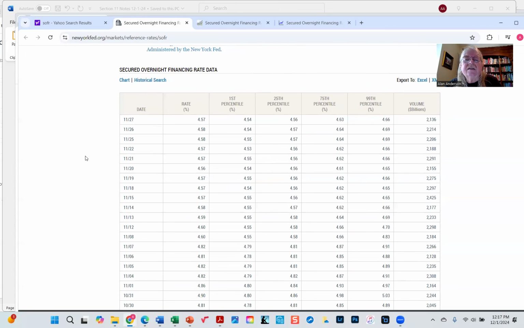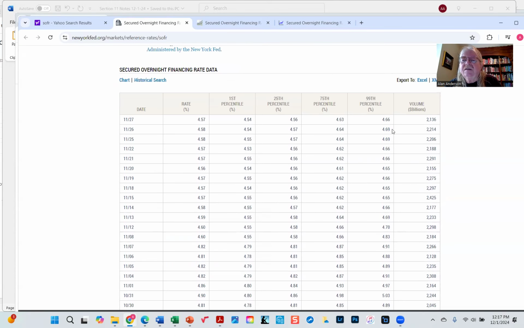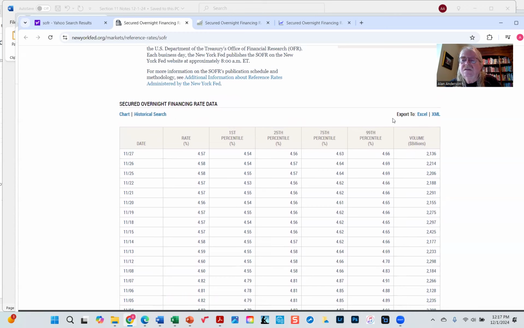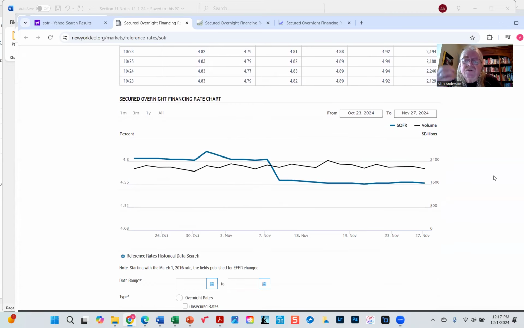Yeah, you can see at this point, it's around 4.5%, whatever. And then they've got the records of the volumes, $2 trillion. Wow, it's even more than I thought. Of transactions were made on November 27th in this market. So that shows you how big it is. So again, remember, these are just short-term overnight loans for liquidity purposes. That's all it's for.